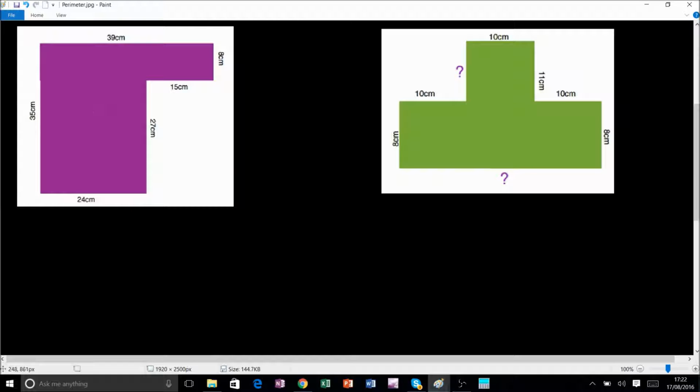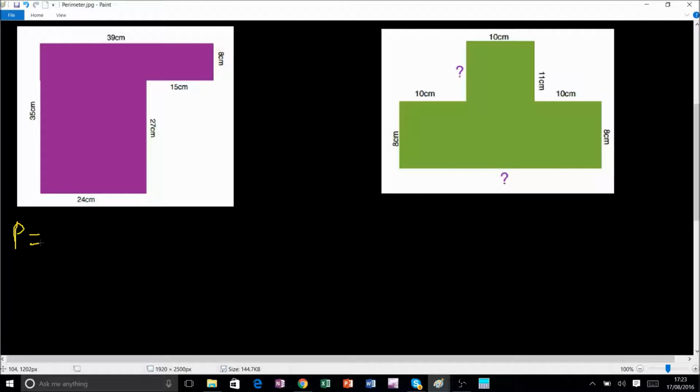Now let's look at these examples below here. Lovely. So this is what some people may sometimes call a compound shape, because it's basically a shape made out of different shapes. We've basically got two rectangles. This shape is made out of two rectangles. Anyway, let's calculate the perimeter of it.